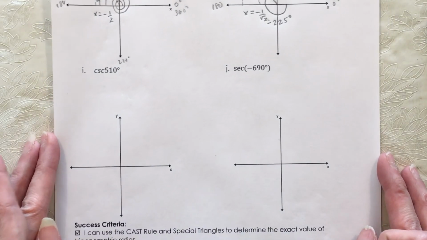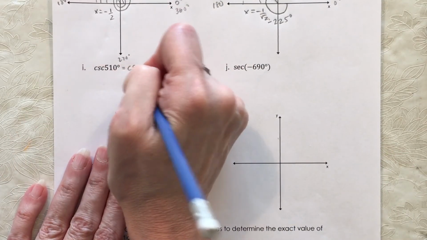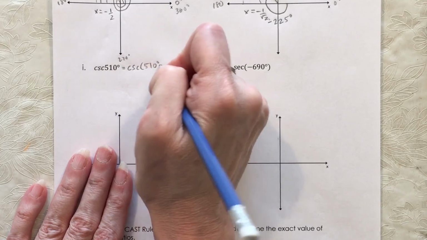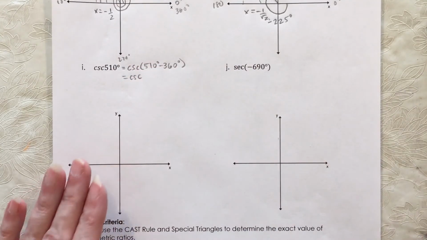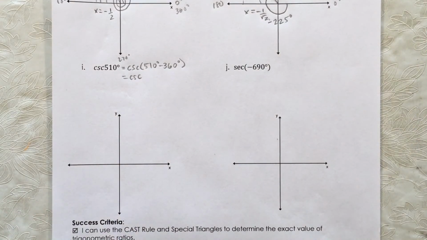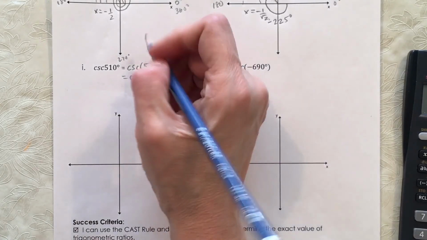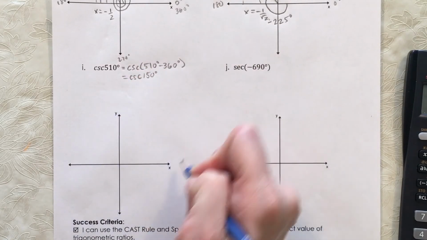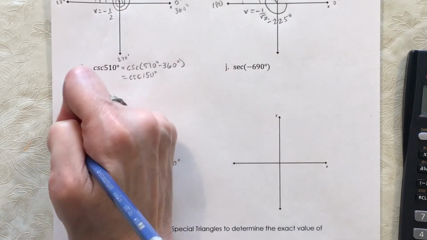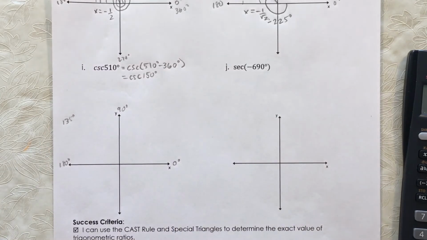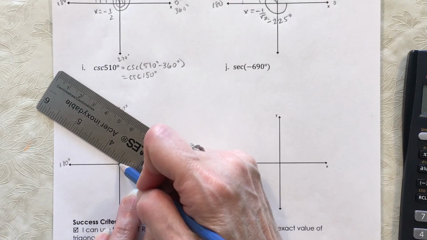All right, cosecant of 510. So that's going to be the same as the cosecant of 510 minus 360, if we want to know where to draw it. So that gives me 150. And we know the midway point was 135. So 150 is going to be closer to the x-axis, closer to 180.